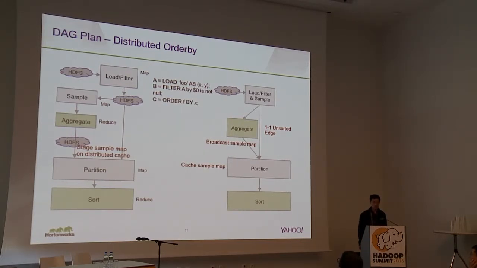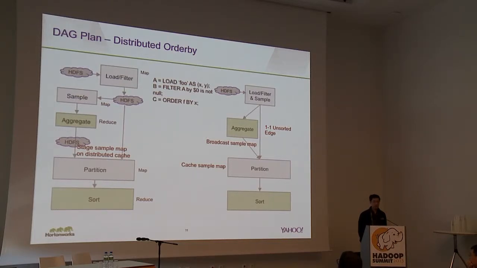So for those who don't know about Pig, for Pig to do the order by, we first need to sample the input data and get a histogram. And we will broadcast this histogram to the downstream node to do the further processing. So we use the broadcast edge to distribute the sample file. And then we have the one-to-one edge.